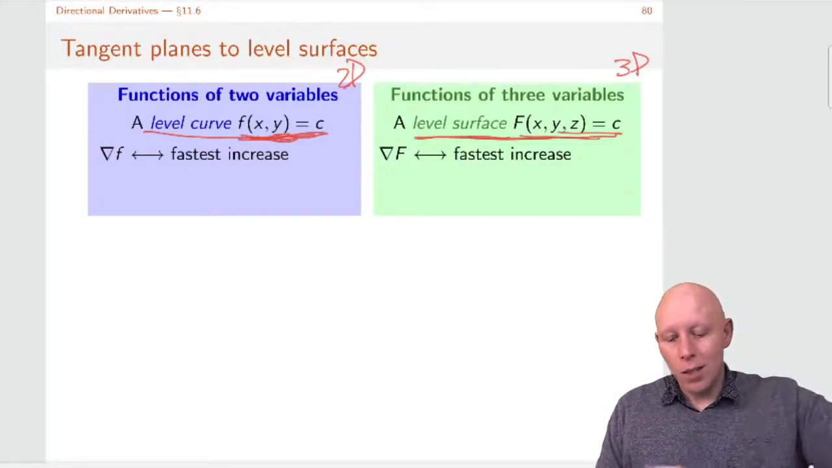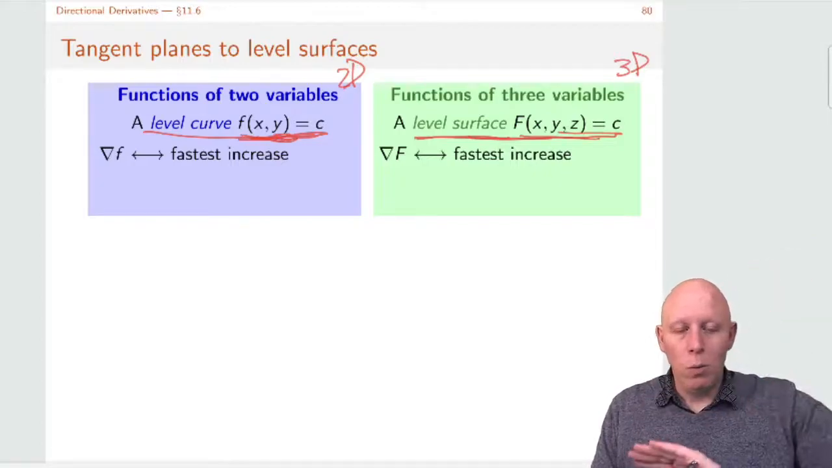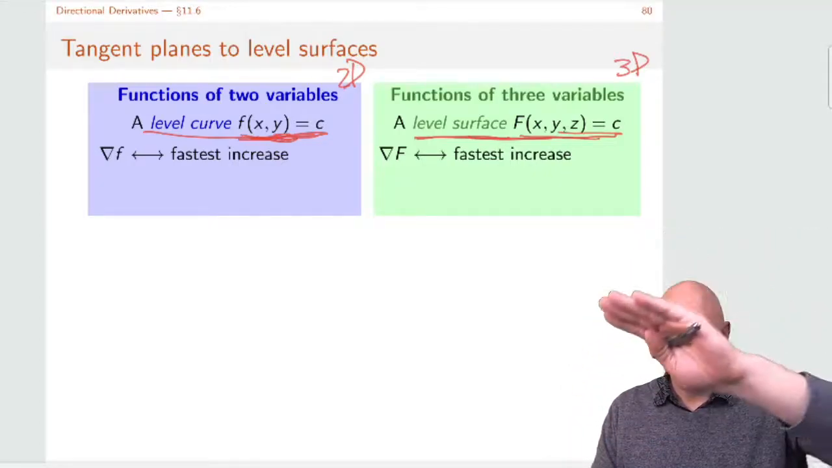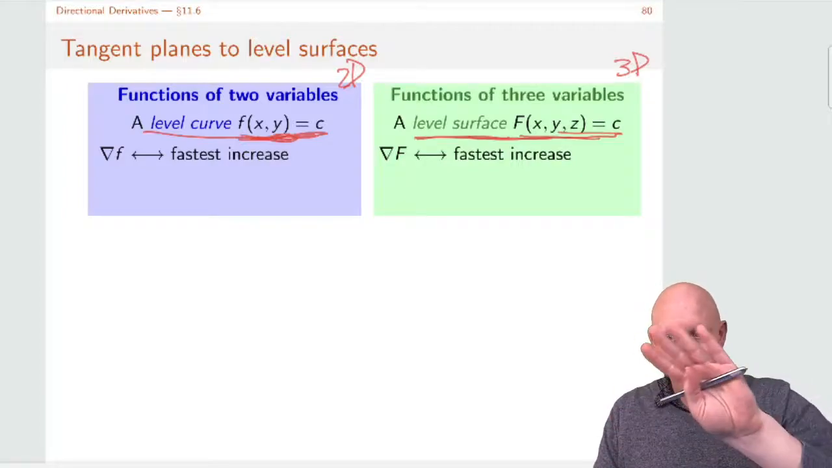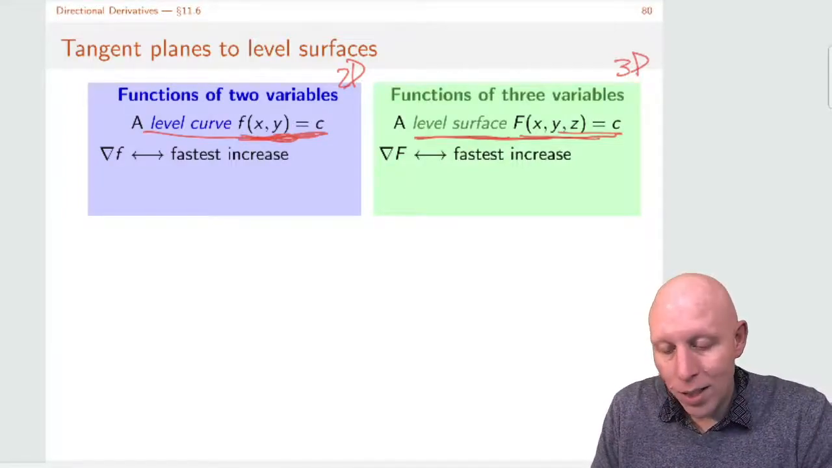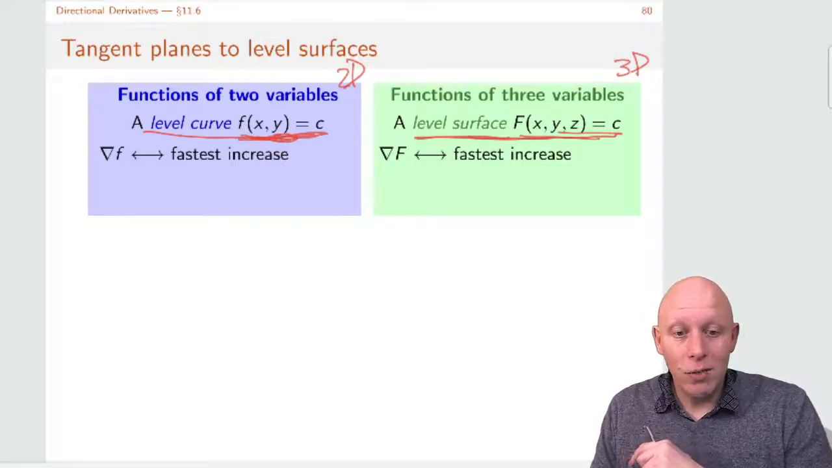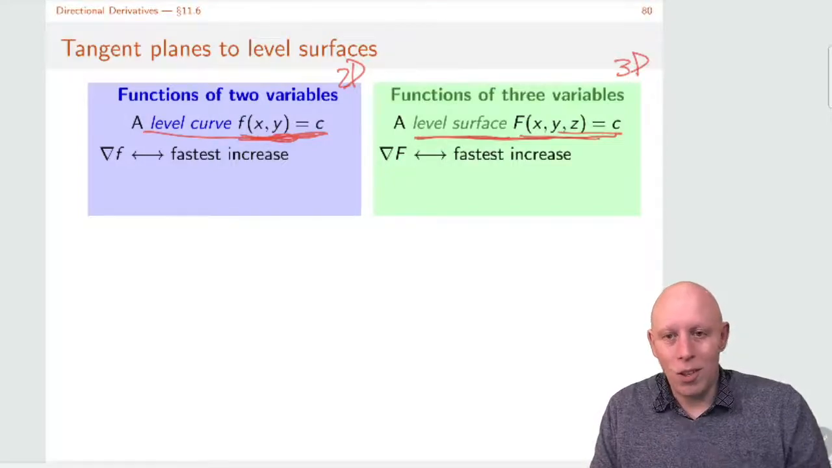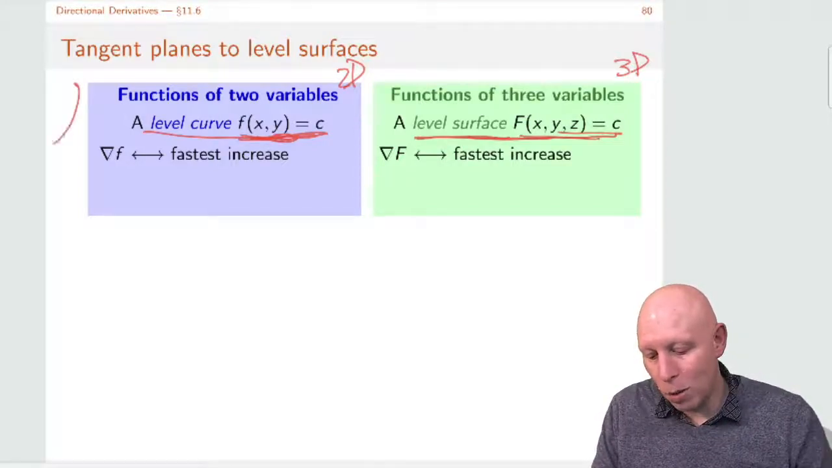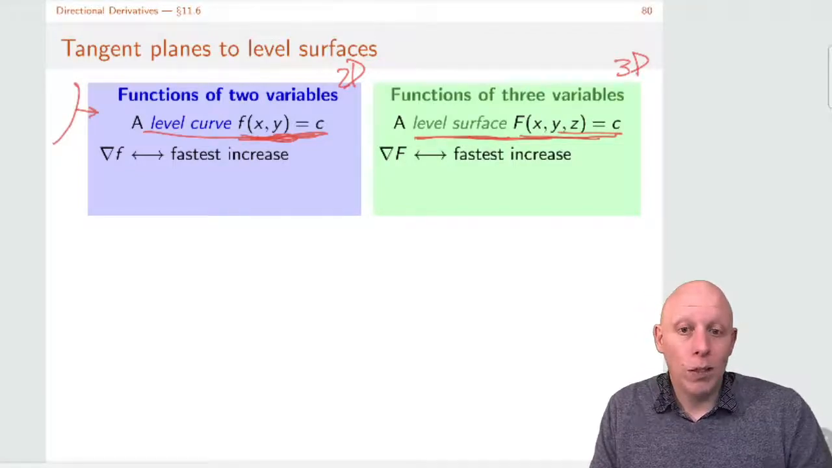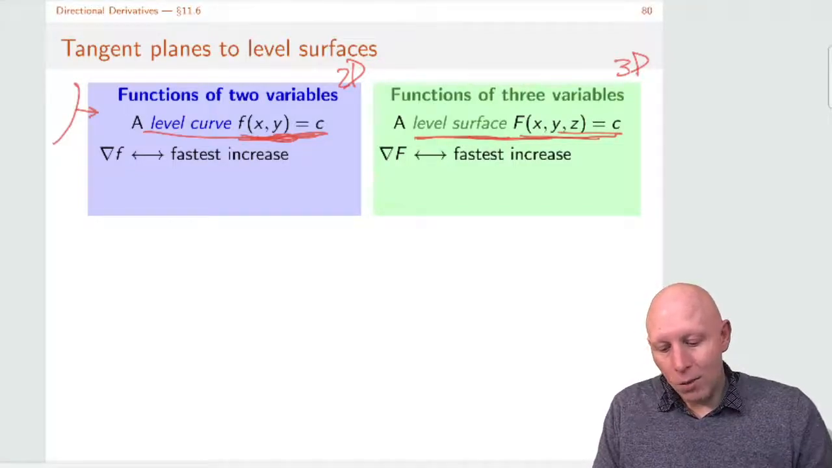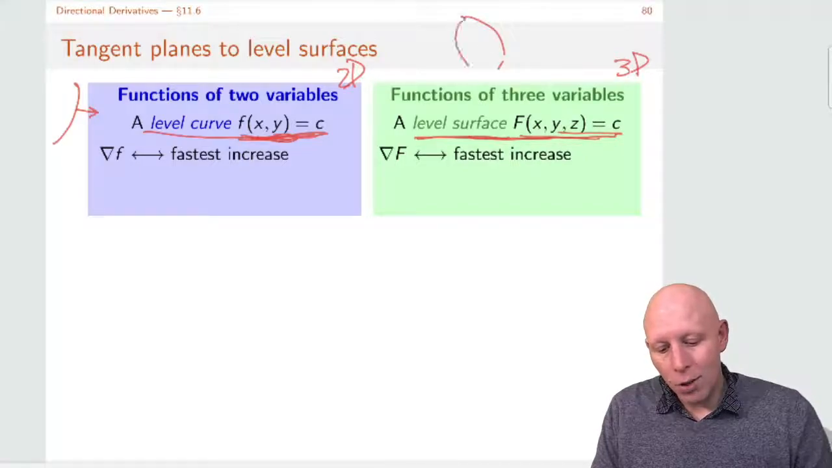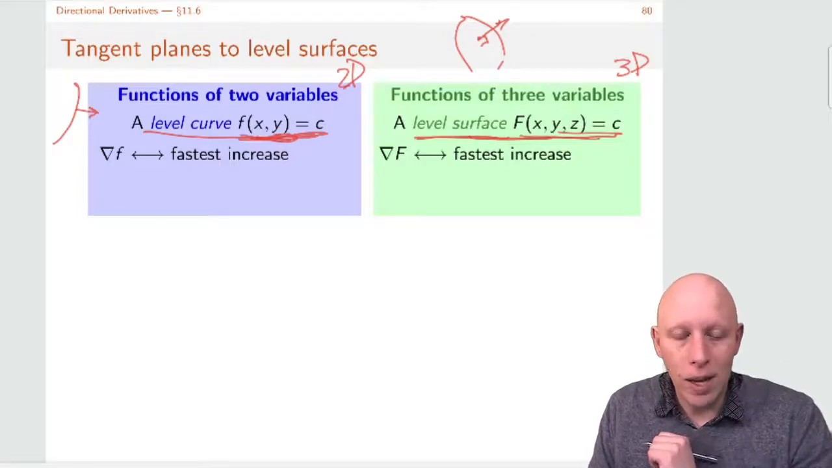And we talked about that earlier in terms of like the temperature in a room, where everything that's on the surface has the same temperature. And if you were to walk in this direction, you'd get the same temperature. And the thing we talked about last video was that in 2D, if we walked perpendicular to the level curve, the function would increase the fastest. Similarly here, if we walk perpendicular to this level surface, that is going to be the way in which the function increases the fastest.